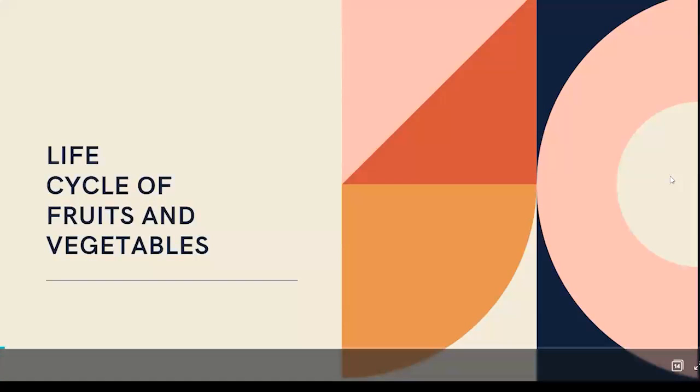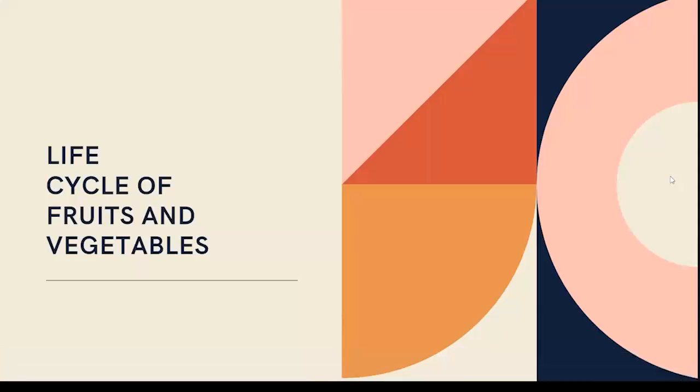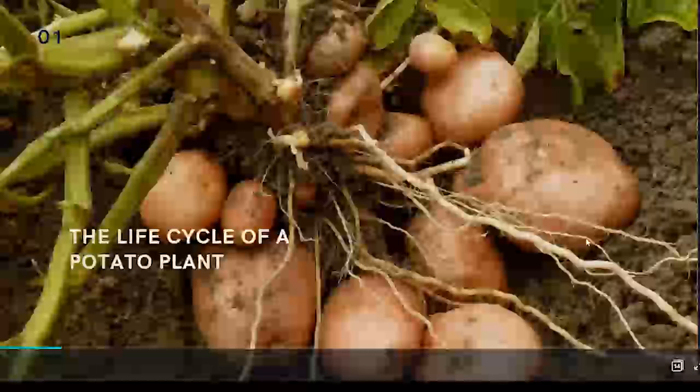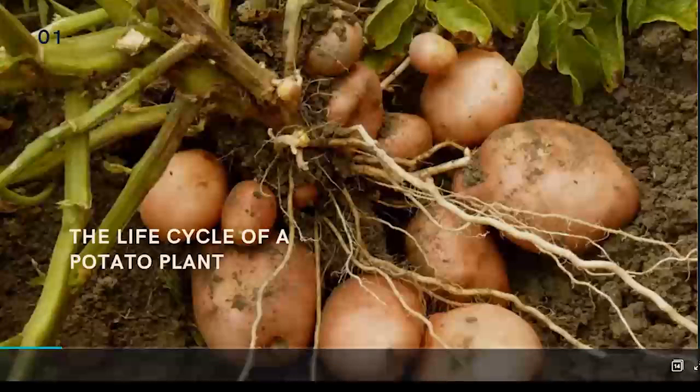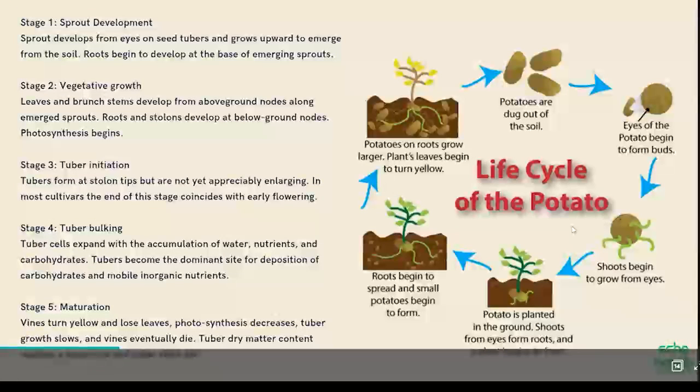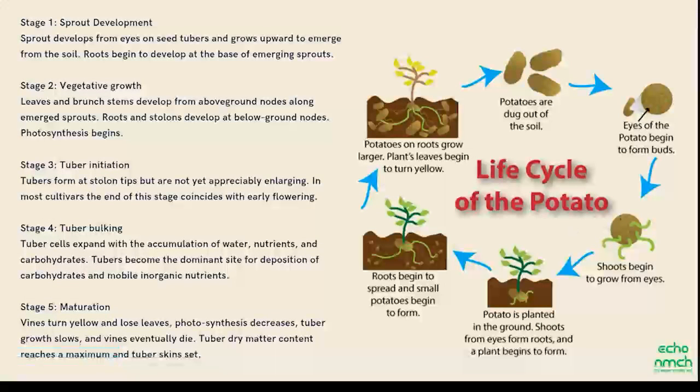Today we'll be discussing the life cycle of fruits and vegetables, starting with the life cycle of a potato plant. When we take a potato out of our groceries, sometimes we notice the potato having little eyes or little white spots. Those are basically going to be future sprouts. So that's what sprout development is.